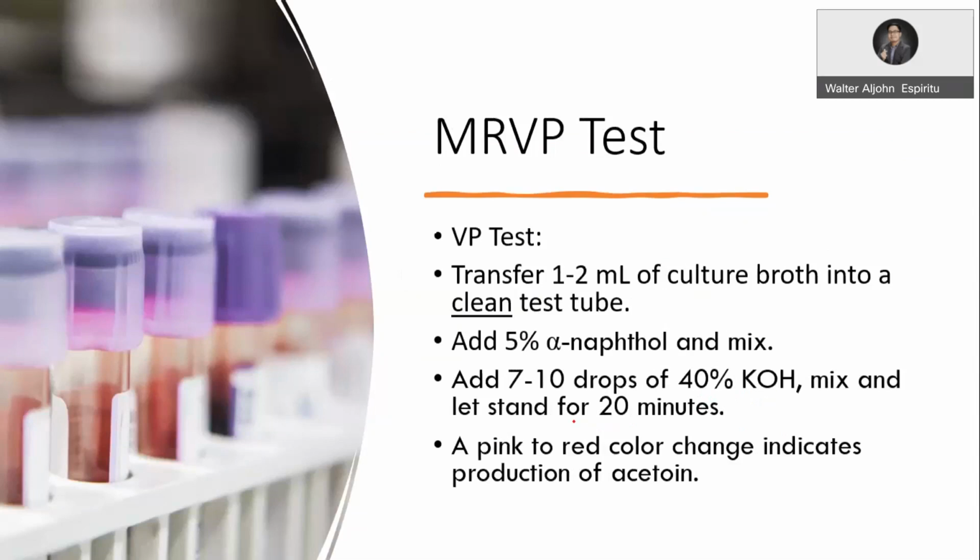Okay, so here in VP test, a pink to red coloration indicates the production of acetoin from alpha naphthol. So this is a positive result for the VP test.